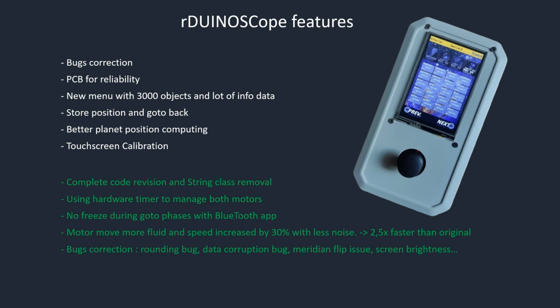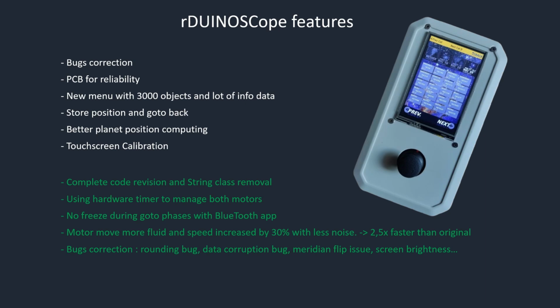The screen brightness option that was not working in the option page, I corrected it. The amount of move when using manual move on Bluetooth or with the joystick now depends on where the object is in the sky. Also fixed were the application freeze when using Bluetooth, and the telescope position which did not appear in the Bluetooth application when using GoTo.